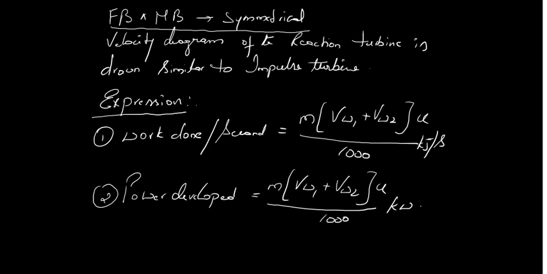What are these two expressions? One is the work done per second, m multiplied by (VW1 plus VW2) multiplied by U divided by 1000 kilojoules per second. And the second one is power developed, and the relation is given as m multiplied by (VW1 plus VW2) multiplied by U divided by 1000 kilowatts. Coming to find out the efficiency of your reaction turbine, efficiency will be again in terms of work done per second or the power developed.